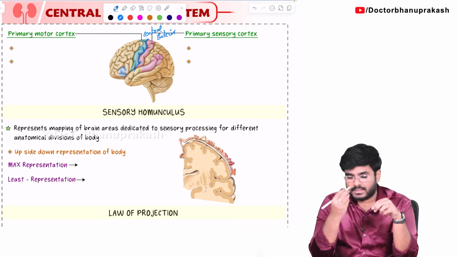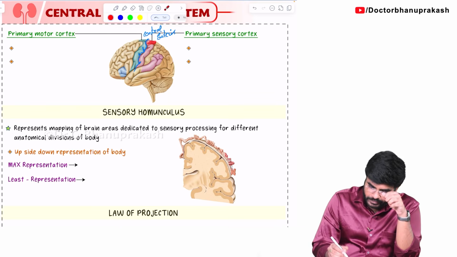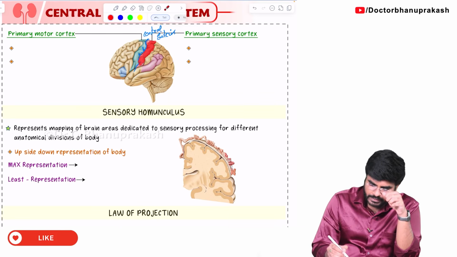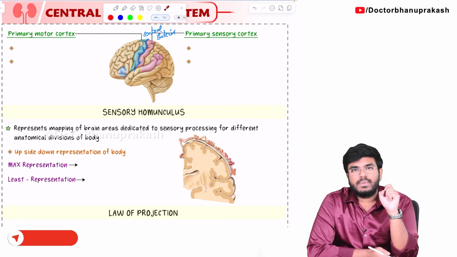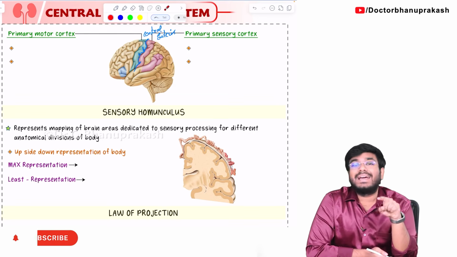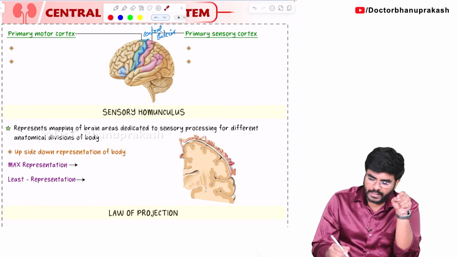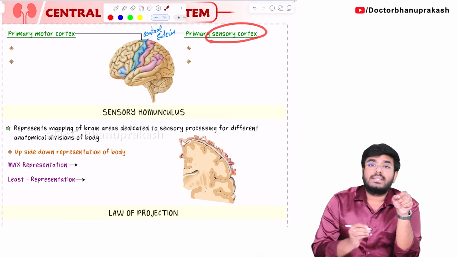Now back to the central sulcus, the area that I am highlighting right now in the red color. This area is called the postcentral gyrus. It's an elevation, right? So this is a gyrus. Now this postcentral gyrus is your sensory cortex.